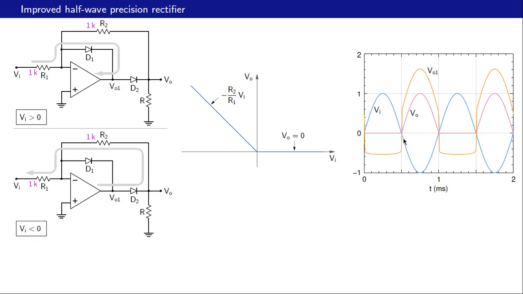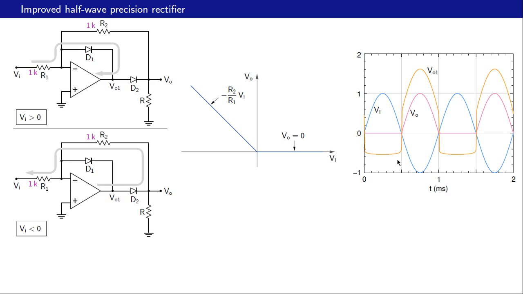Let us see if we can work out what VO1 should be in each of these regimes. When Vi is positive, D1 conducts. This is virtual ground, so therefore VO1 would be minus V on. So that is what we observe over here. This is not quite minus 0.7. The exact value would really depend on the current levels.